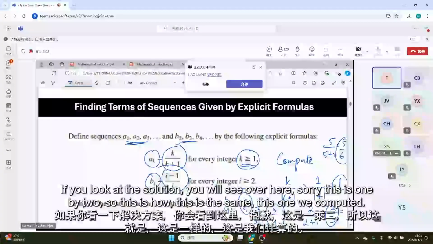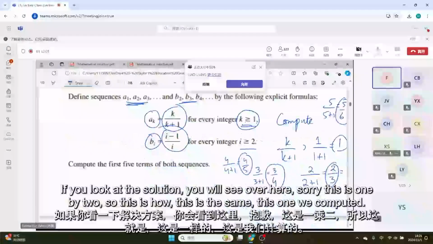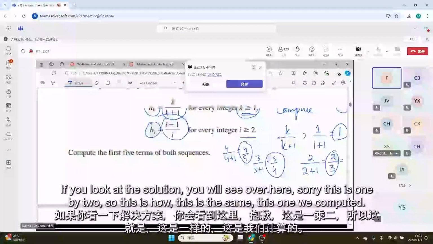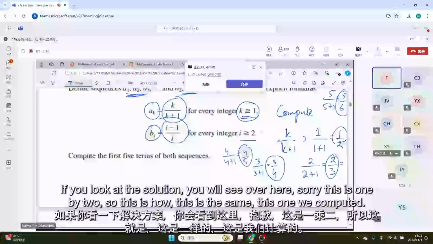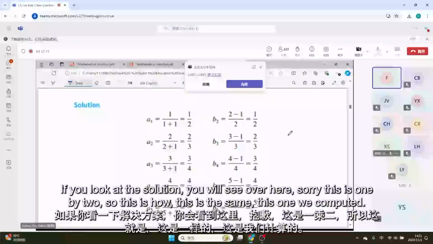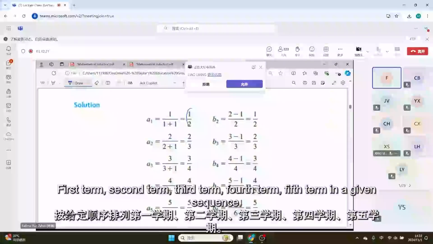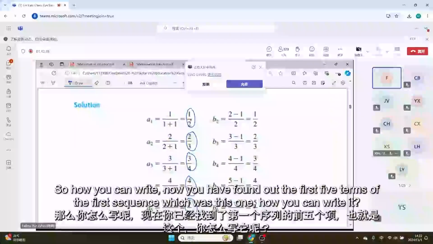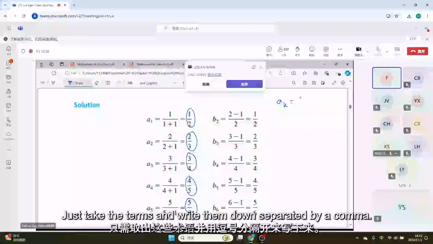Okay, if you look at the solution, you will see over here, sorry, this is 1 by 2. So this is the same. This one we computed first term, second term, third term, fourth term, fifth term in a given sequence. So now you have found out the first 5 terms of the first sequence, which was this one. How can you write it? Just take the terms and write them down separated by comma.